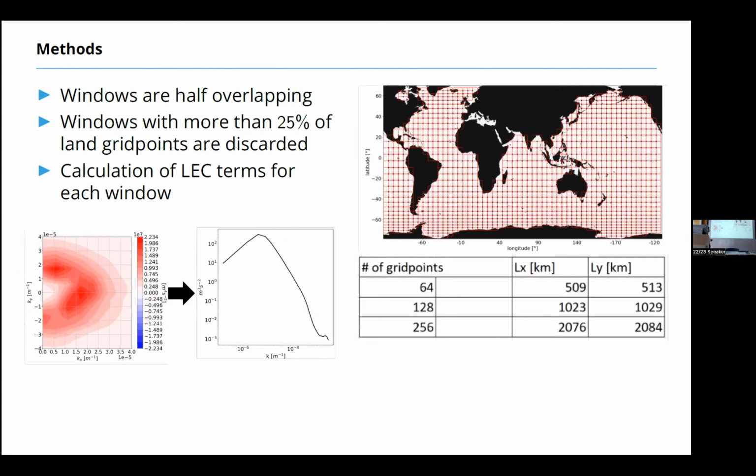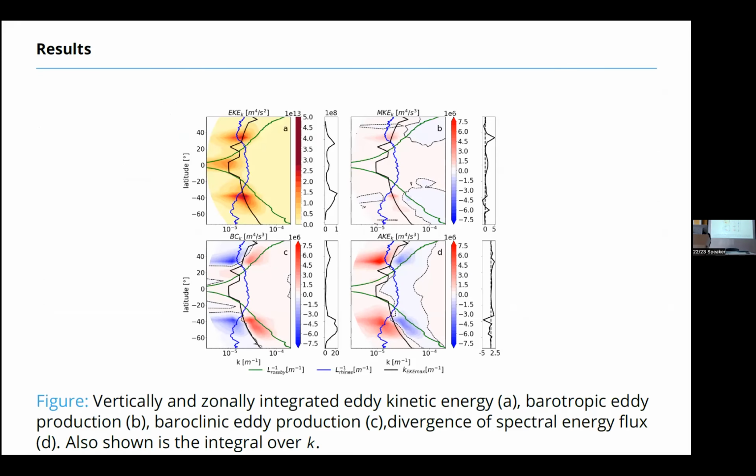And in this talk, I'm going to be talking about the results derived from windows with a size of 128 grid points, which is then roughly 1,000 kilometers. I also repeated the calculation for smaller and larger windows, but I'm not going to talk about this today. Okay, so with this, I can present my results.